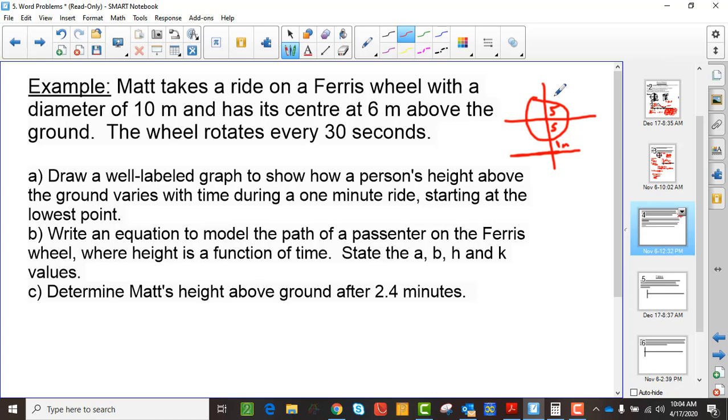And it gives you the period. So you can do this the same way that we would have before. The only difference is you'll notice it says it wants a time during a 1 minute ride. So that means you have to do 2 full periods. You have to draw it twice.